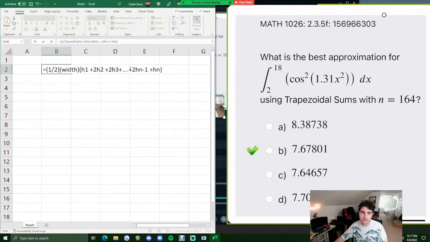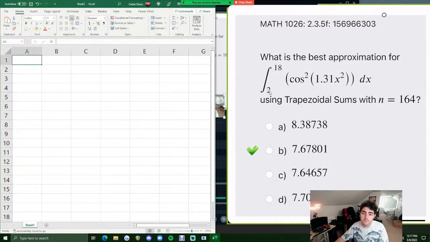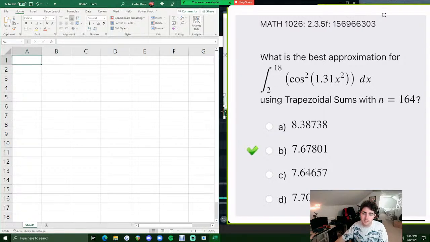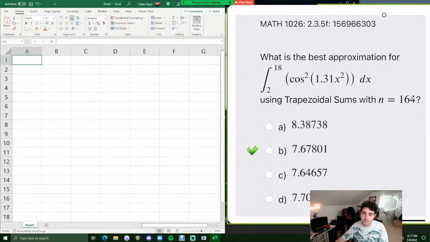Let's talk about how we can actually apply this to this problem. We are starting at 2 going to 18, and we want to know what's the width of each of these trapezoids if there are 164. So we do 18 minus 2, 16, divided by 164. That probably reduces, but I'll just leave it at that for now. We'll just use this decimal. This is the width of each trapezoid.